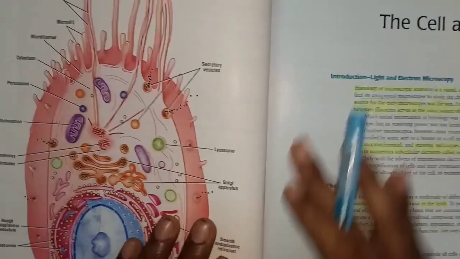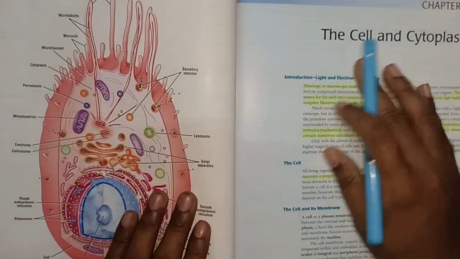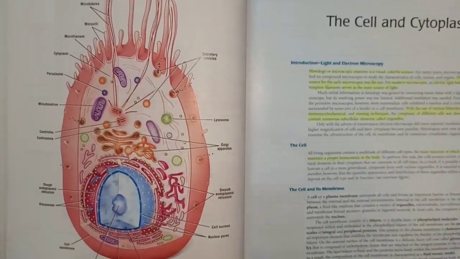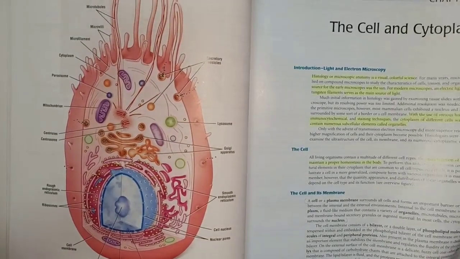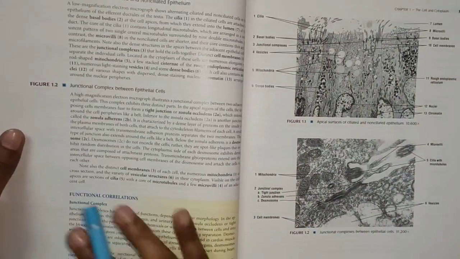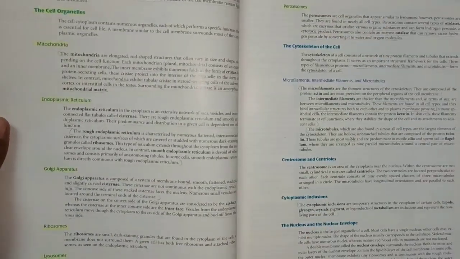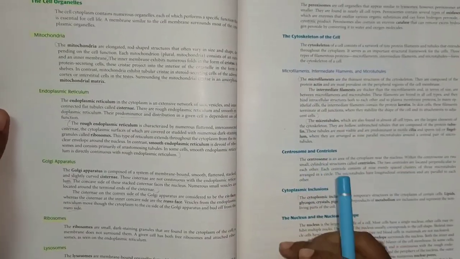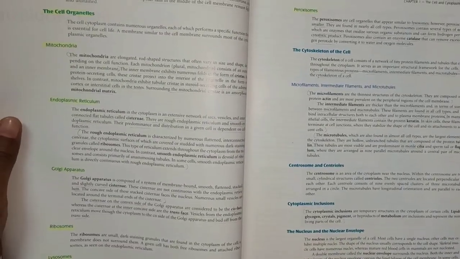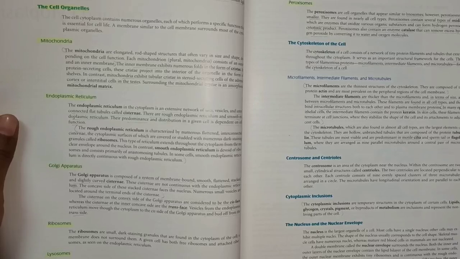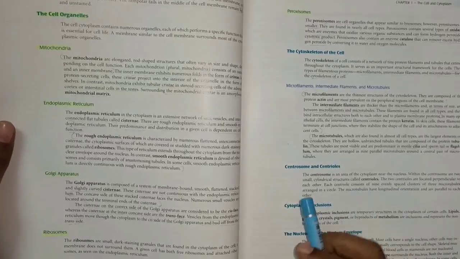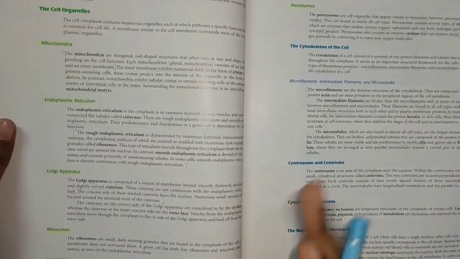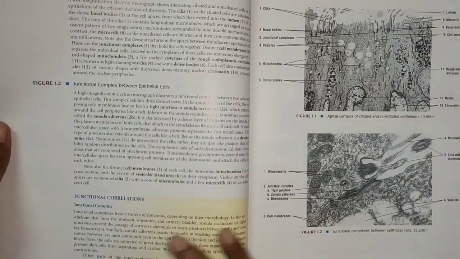So the next chapter, this is the first chapter, they discuss the basic concepts about cells and the cell cytoplasm. They tell everything about each cell and its organelles. All those things you would have read in school, in 11th and 12th, about the cell organelles. All those things you have to brush up again.